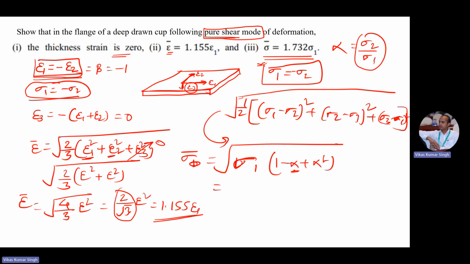So minus 1, it means obviously this value is going to be 1 minus 1 plus 1. So this will be cancelled.